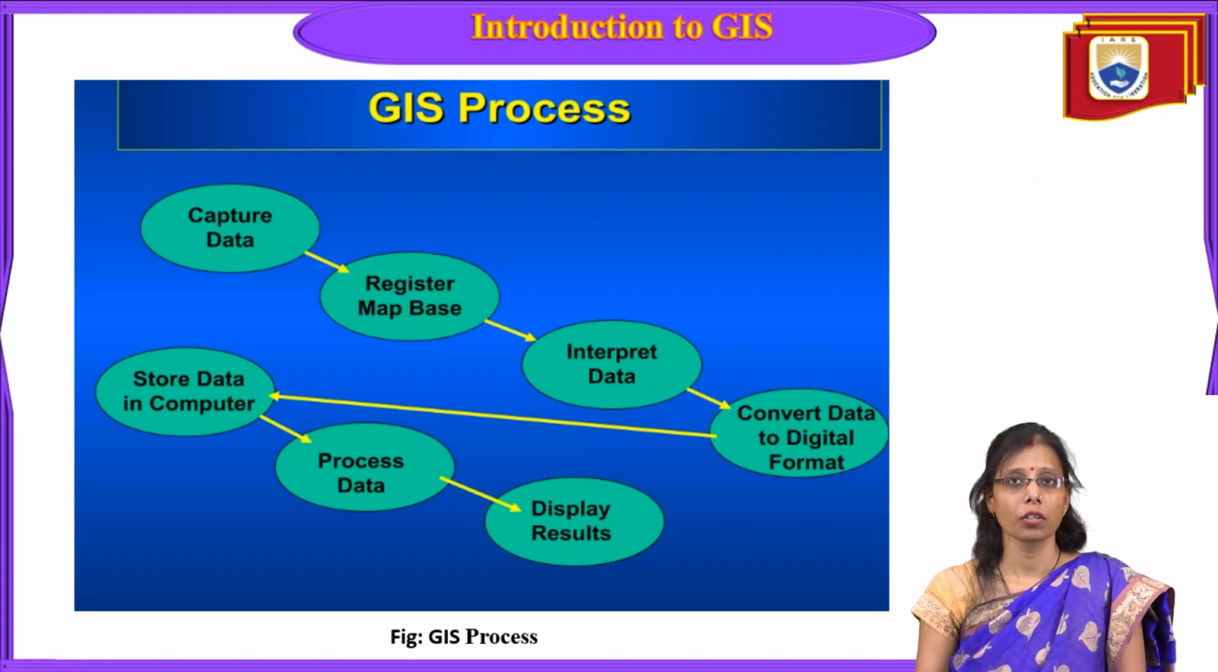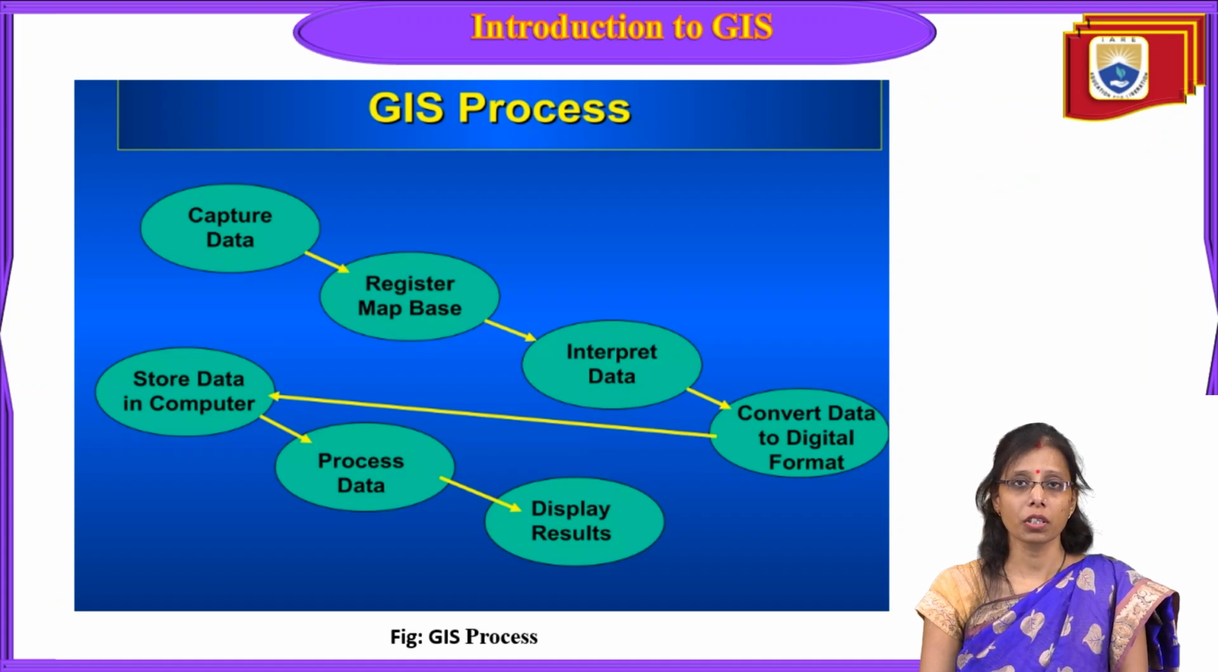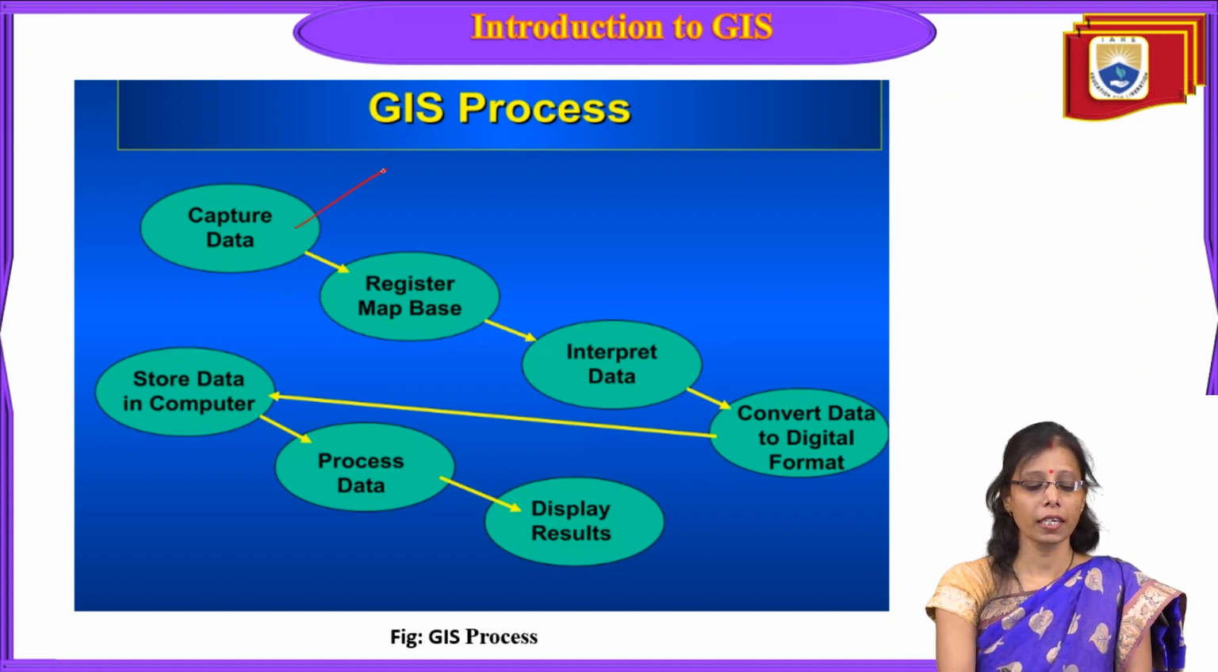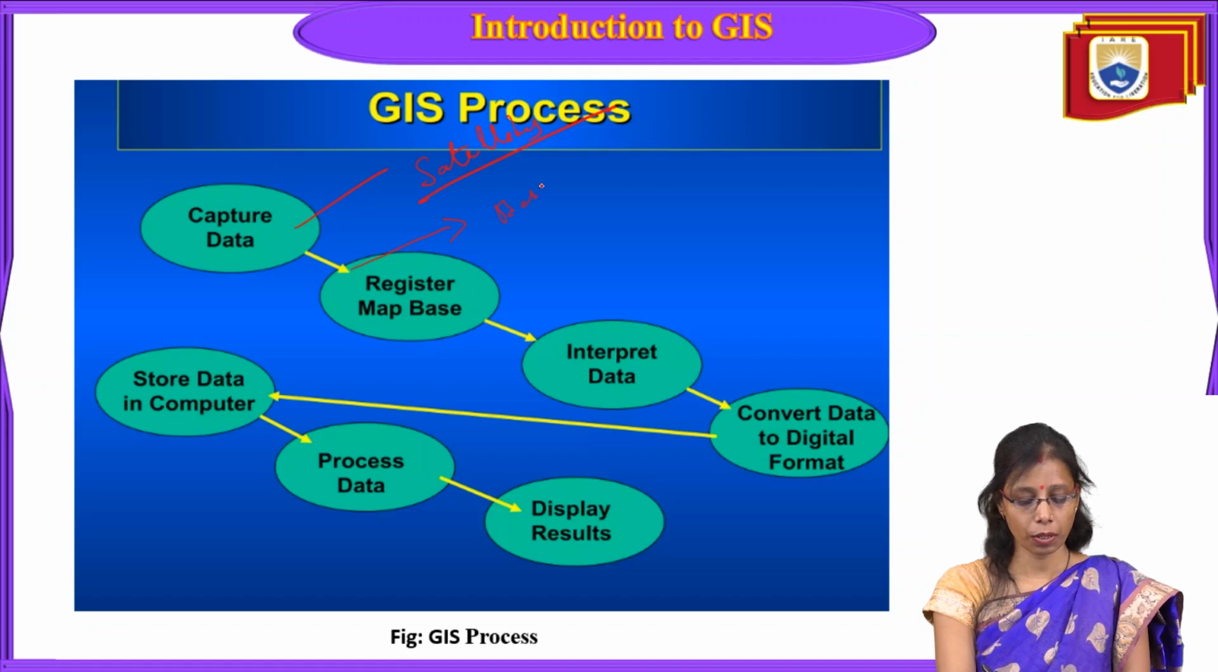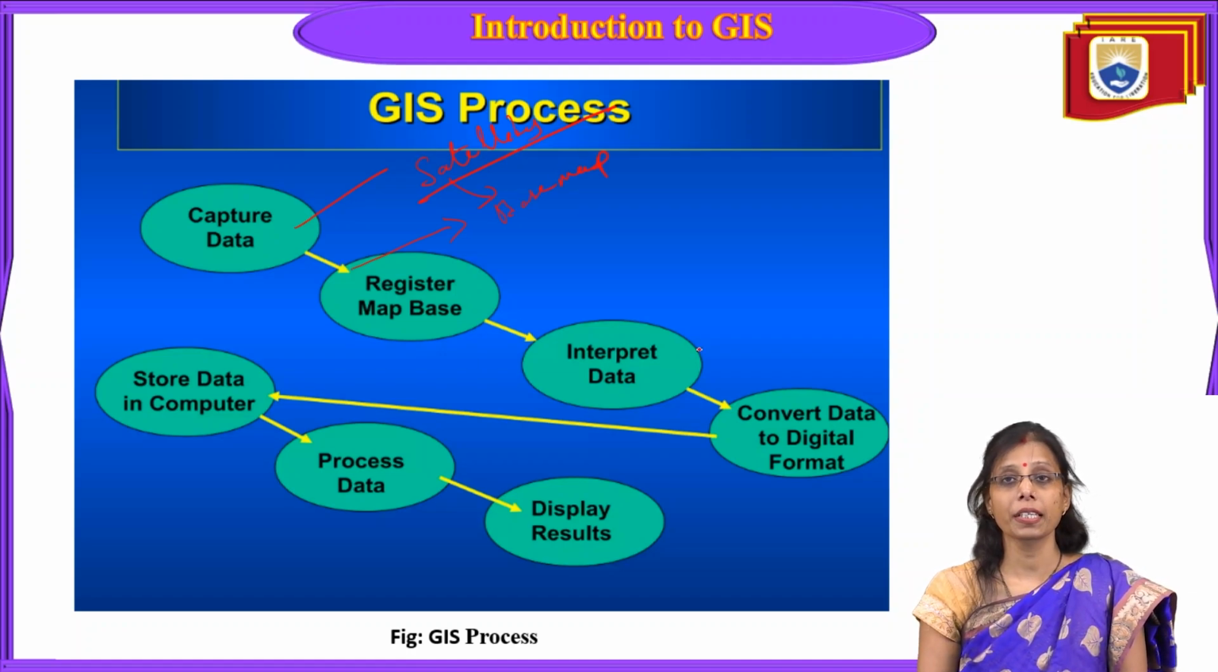and get useful information out of it. Now, how the GIS process works: capture the data, as I said, through the satellites, then register the base map you have to prepare with the satellite data, then interpret the data.